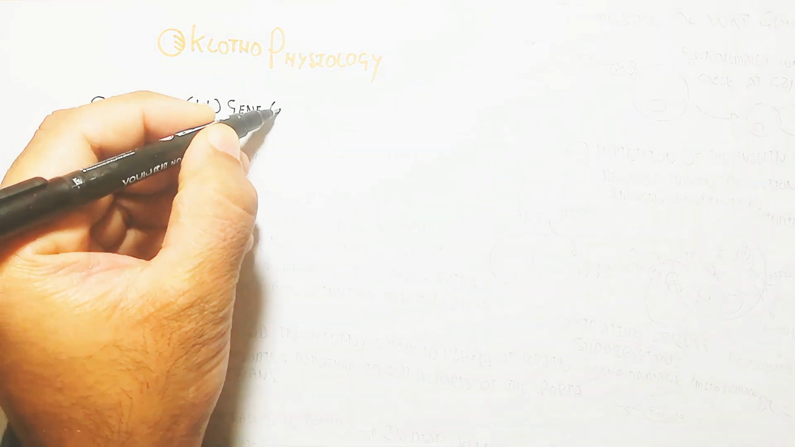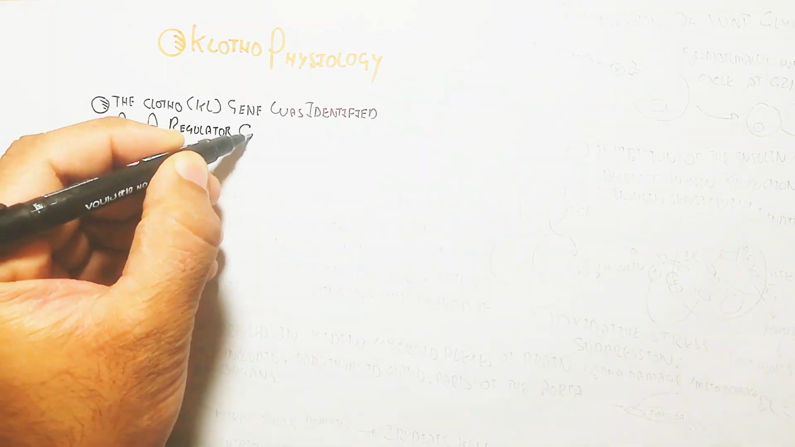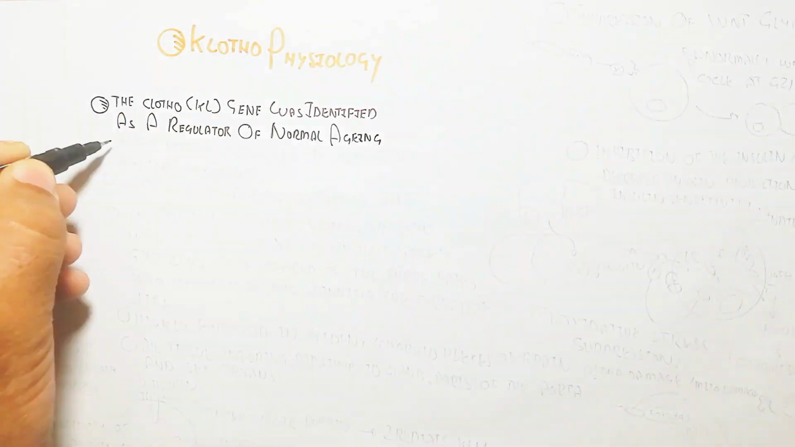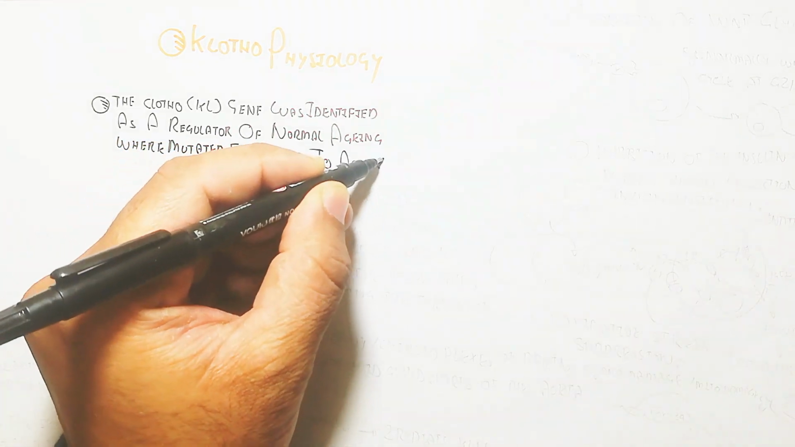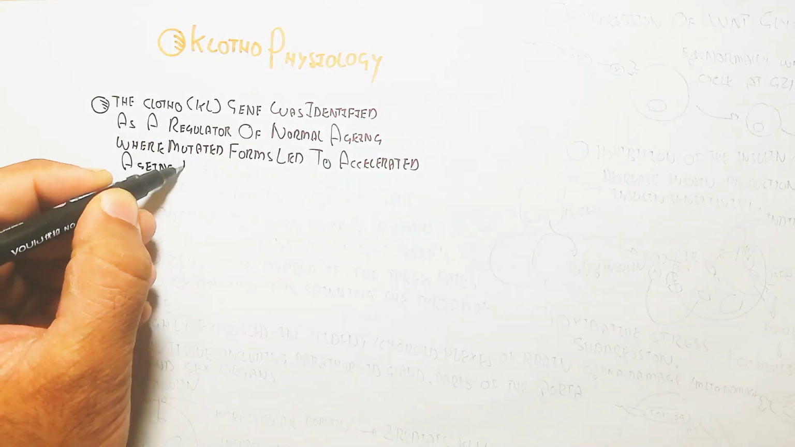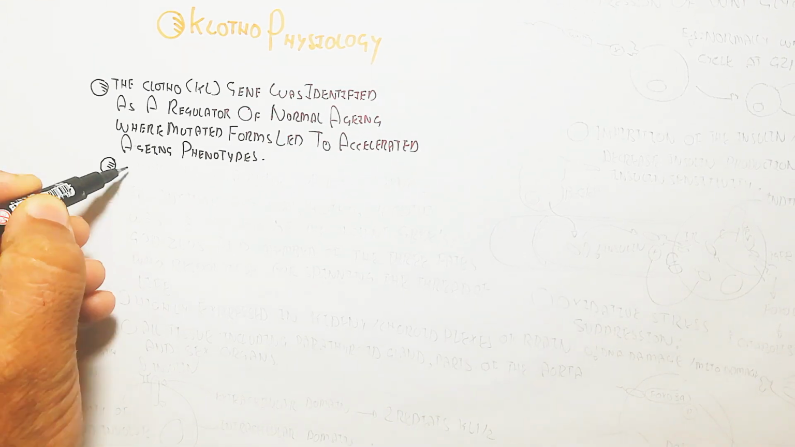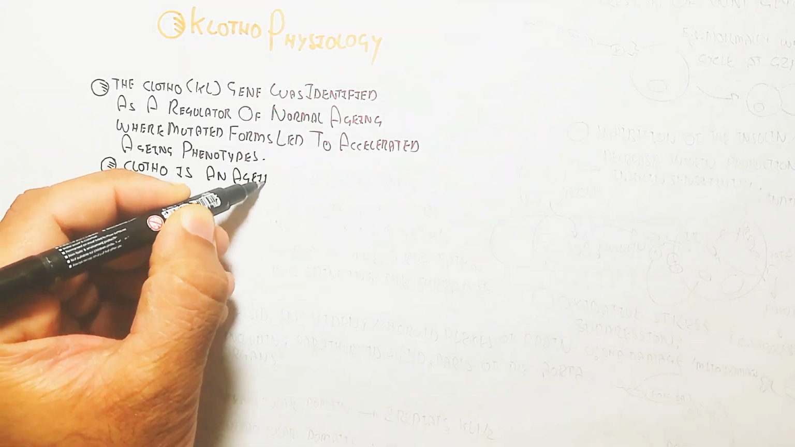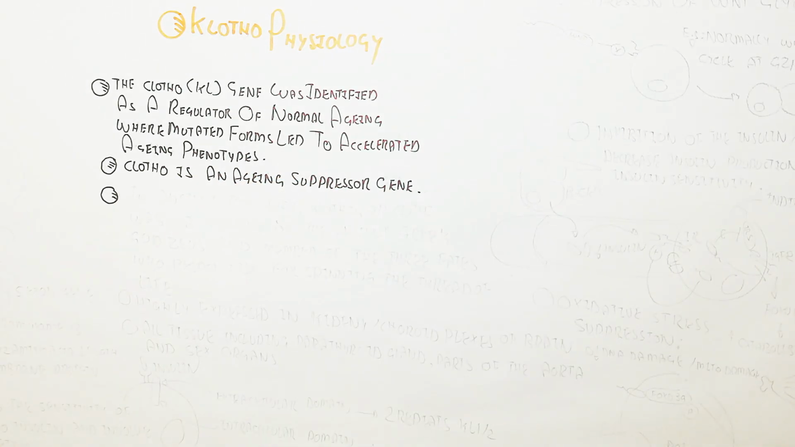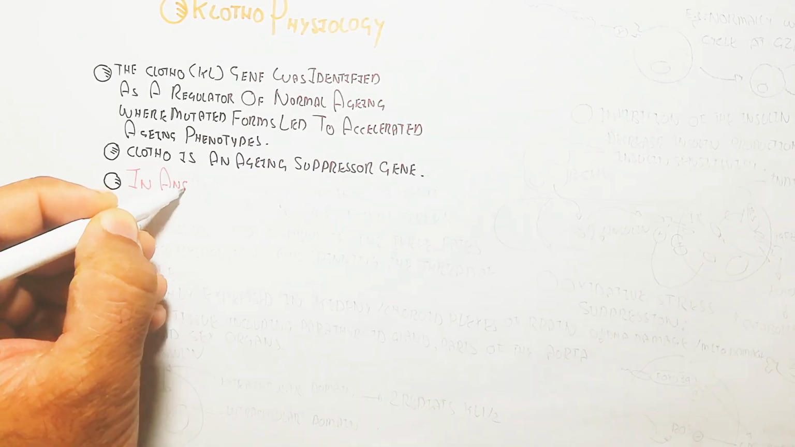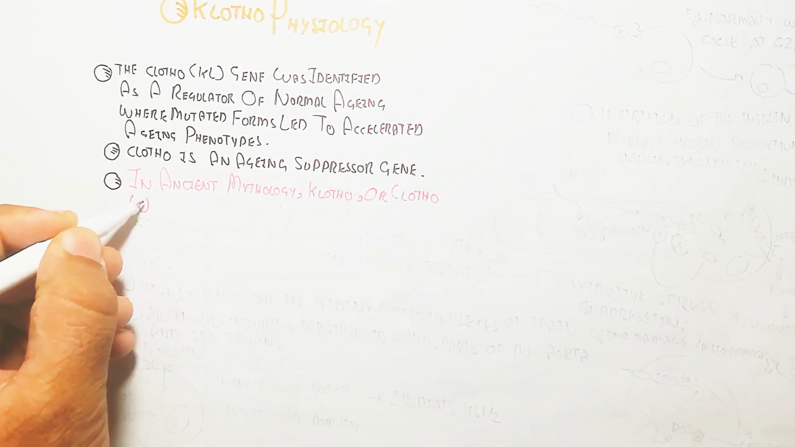The Klotho KL gene was identified as a regulator of normal aging, where the mutated form led to an accelerated aging phenotype. Aging phenotype means the appearance of aging. So in this way, Klotho is an aging suppressor gene, remember. It will suppress aging. So what is aging? The negative physiological changes in our body.